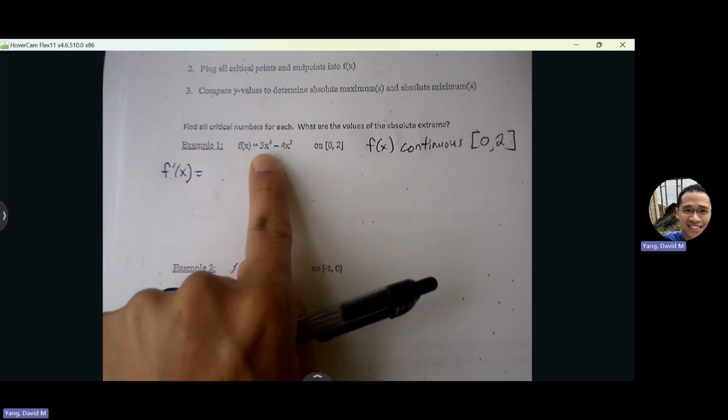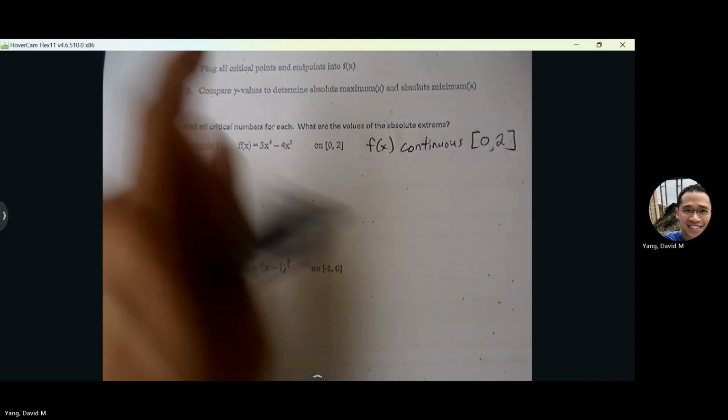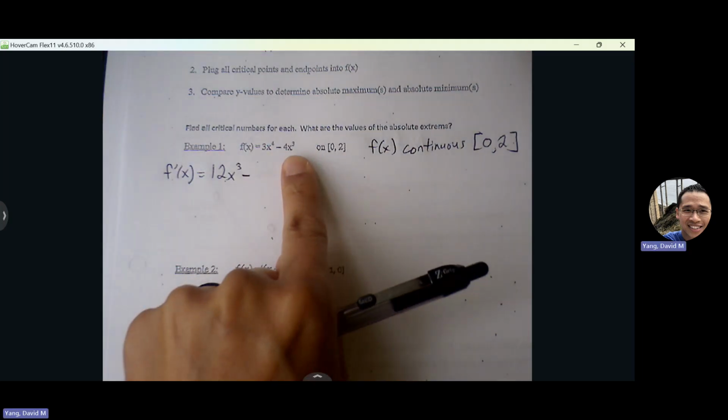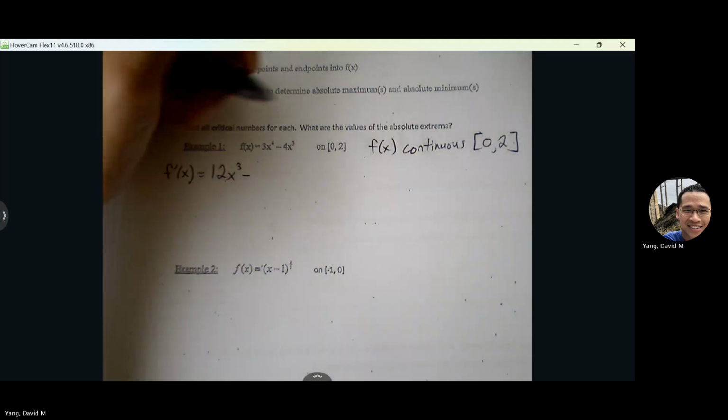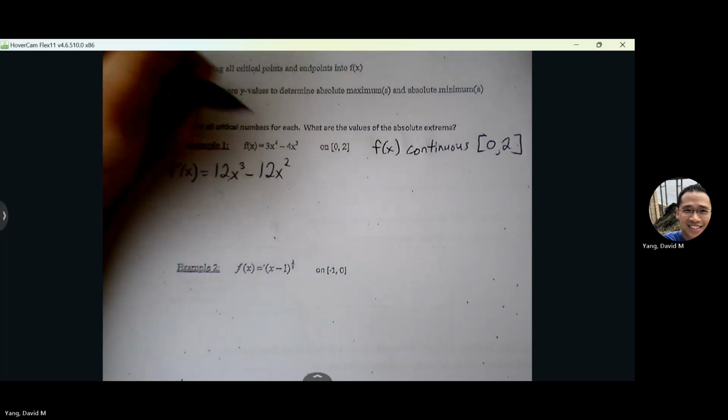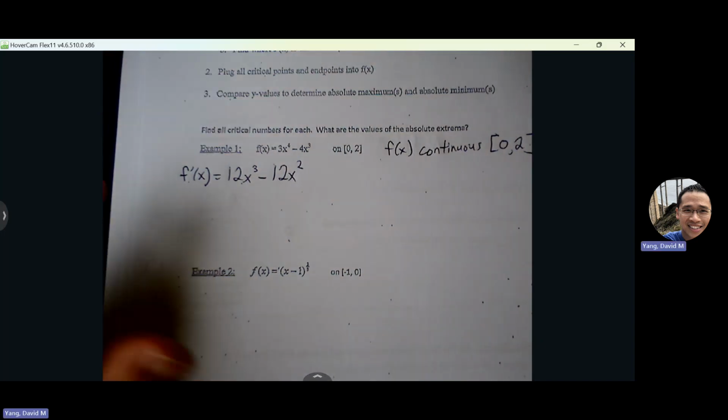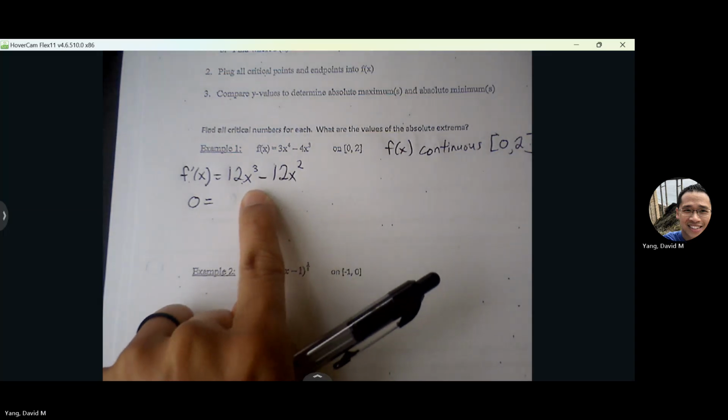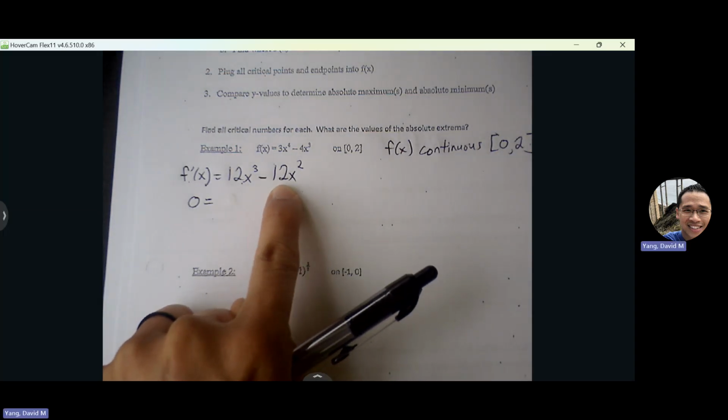Derivative, power rule, 3x to the fourth becomes 12x cubed minus... There is no denominator to worry about, so we're just going to set the numerator equal to 0. Factor, GCF. What can we take out? 12x squared. Take 12x squared, and we're left with x minus 1.